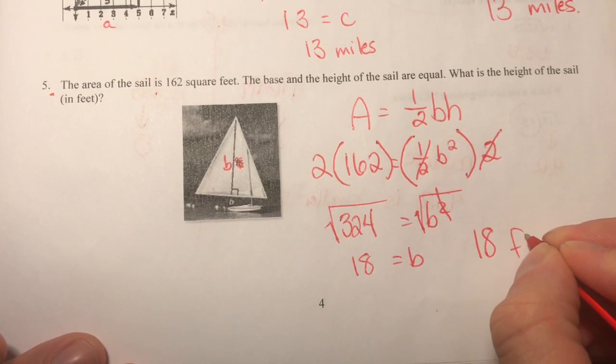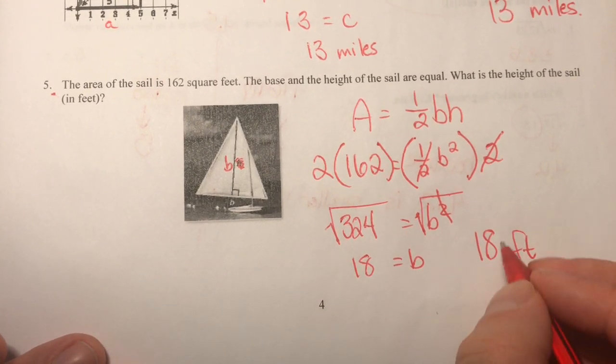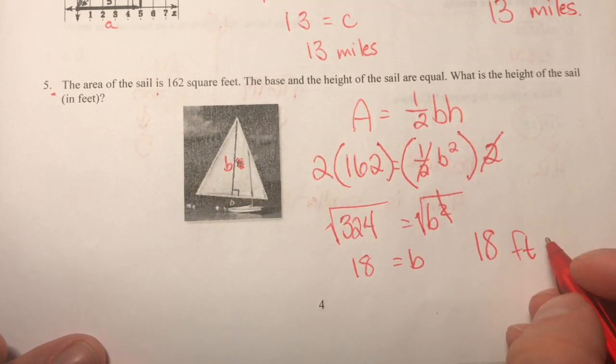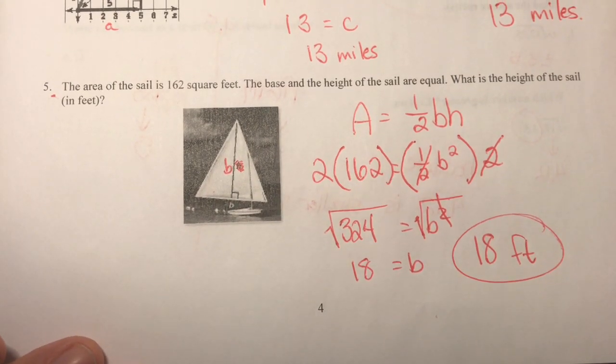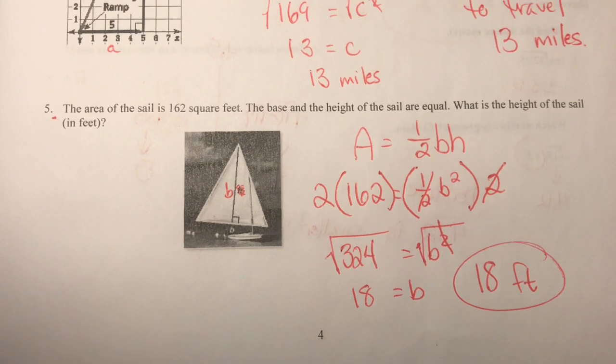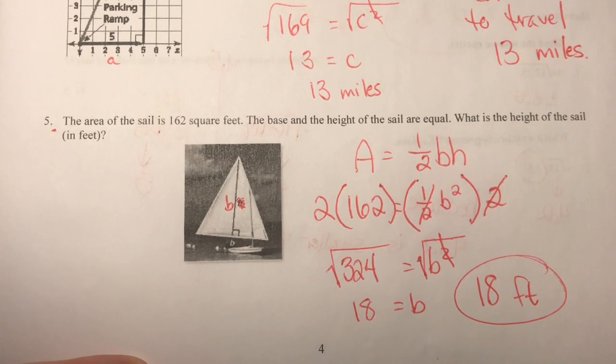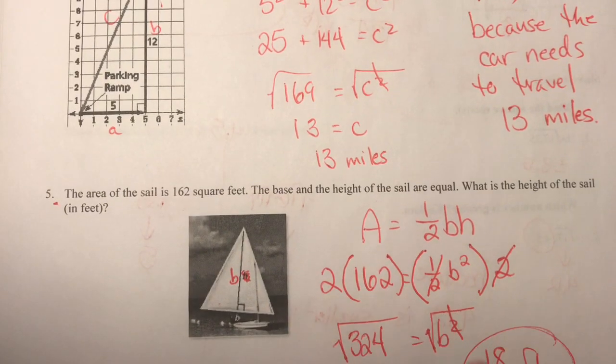18 feet, of course, because we got 18 for the base, and if the base and the height are the same, then the height is 18. That's weird. I don't know. Will you see a problem like that on a test? Probably not. But you know what? You can't say you weren't prepared. You can't say that. You can't.